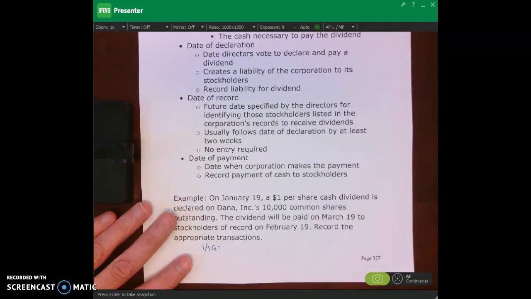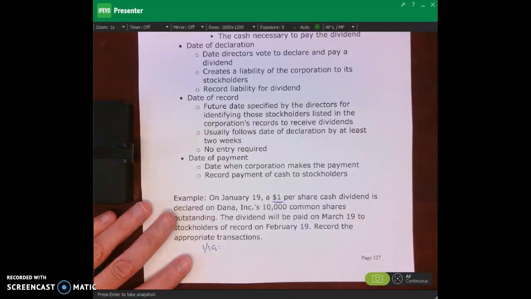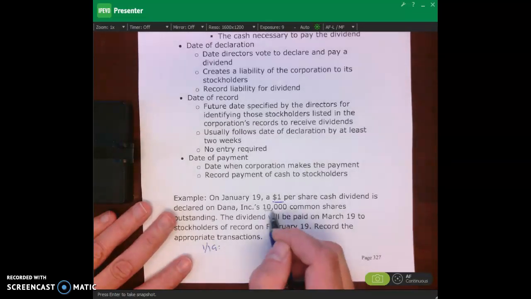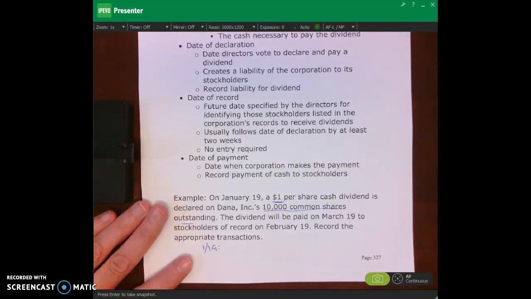I'm going to debit retained earnings. How much will I debit retained earnings for? The total amount of dividends that I'm going to pay. What's the total amount of dividends I'm going to pay? The number of shares outstanding times the dividend per share gives me how much dividends I'm going to pay.